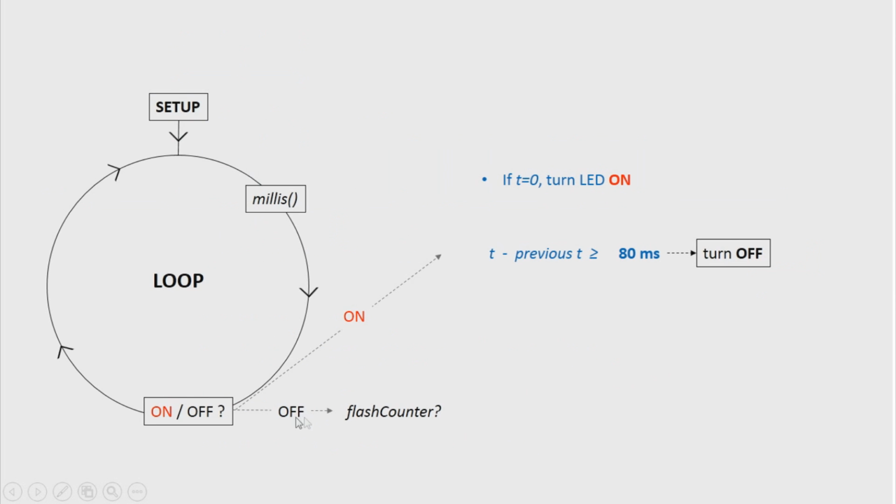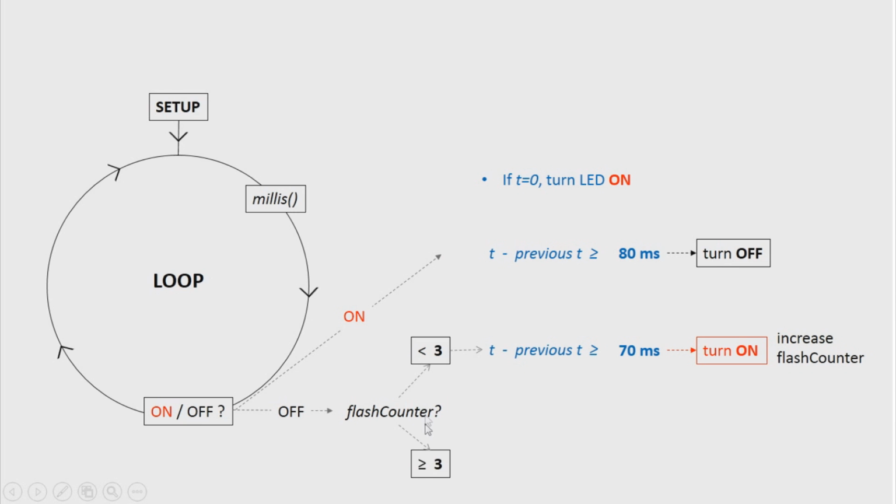If the LED is off, check the flash counter. If it is less than 3, then the interval is 70 milliseconds, and it needs to increase the counter after turning the LED on. If it is 3 or larger, then the interval is 300 milliseconds, and it needs to reset the counter after turning it on. You might be wondering why I use the equal or larger than operator.